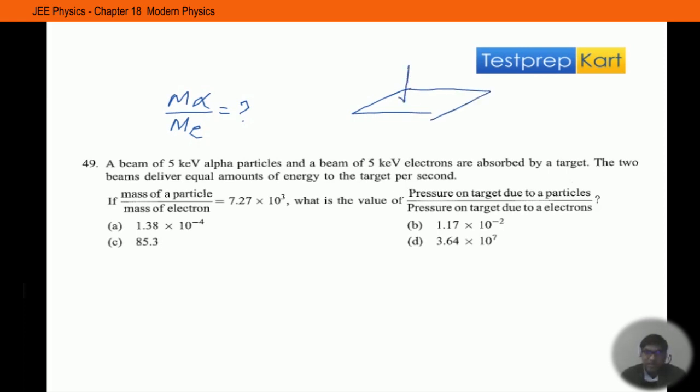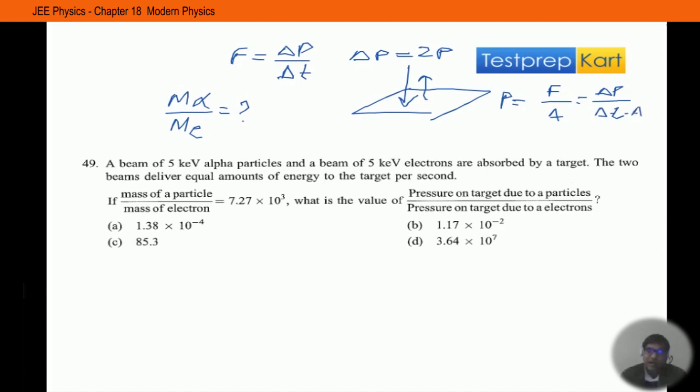If a particle is striking the surface and then it bounces back, let's assume this case. So there will be some momentum change. If we consider this collision as elastic, the momentum change would be equal to 2p. And there will be an impulse which leads to a force, that is delta p over delta t. And pressure is force upon area. So in terms of change in momentum, we can write delta p upon delta t into area. Let me call this P bar. So pressure by these beams on the target is equal to change in momentum upon delta t into A.